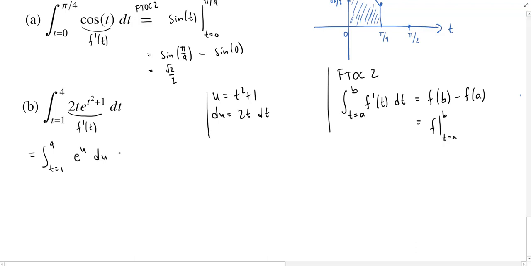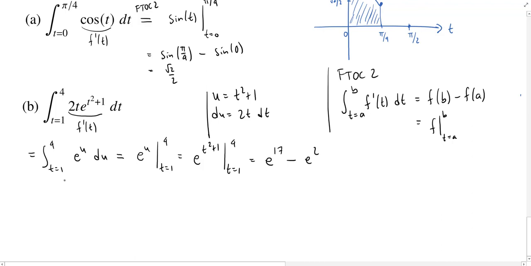So one approach, I'm just going to find an antiderivative. And an antiderivative for e to the u is e to the u. And then I need to evaluate between 1 and 4. Well, those are t's and those are u's, so let me put the t's back in. So I get e to the t squared plus 1 between 1 and 4. And so this will be e to the, let's see, 4 squared plus 1 is 17, minus 1 squared plus 1 is 2, so e squared. Okay, so that's one approach.